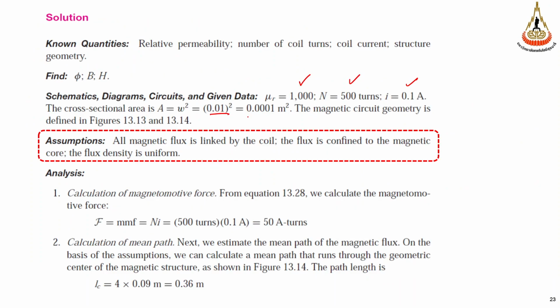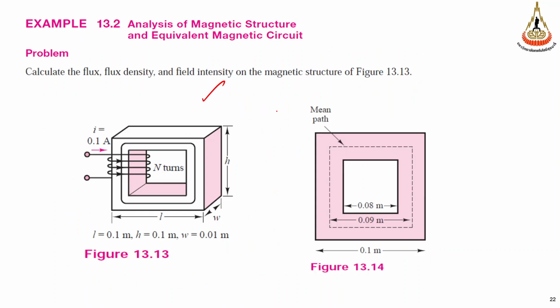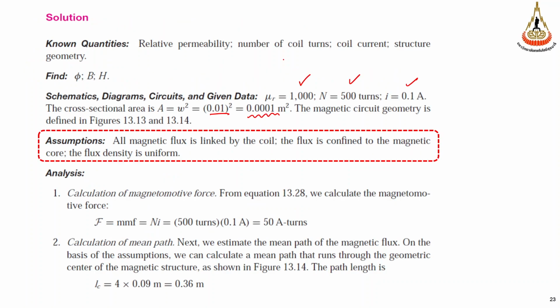And this is the area, 0.01 meter. So the cross section area is 0.01 square meter, right here. And we know the ranges: H is 0.1 meter and L is 0.1 meter here. We just calculate the cross section area and the magnetic path length.